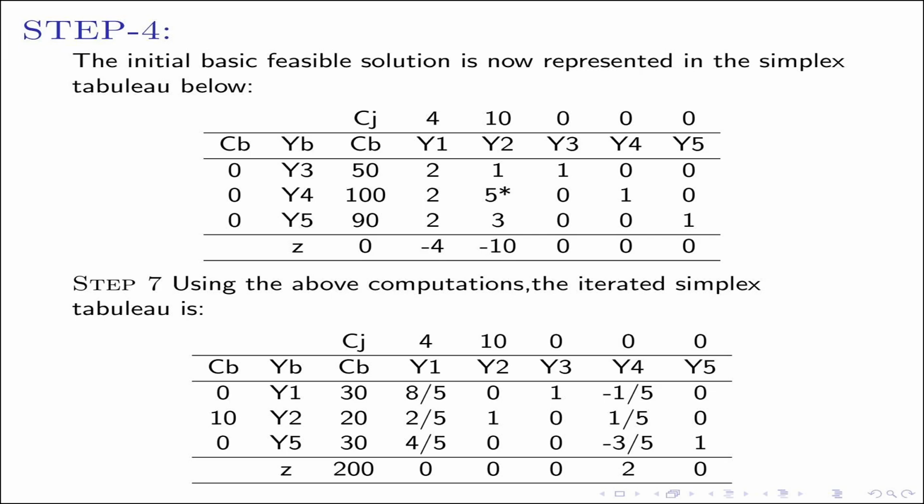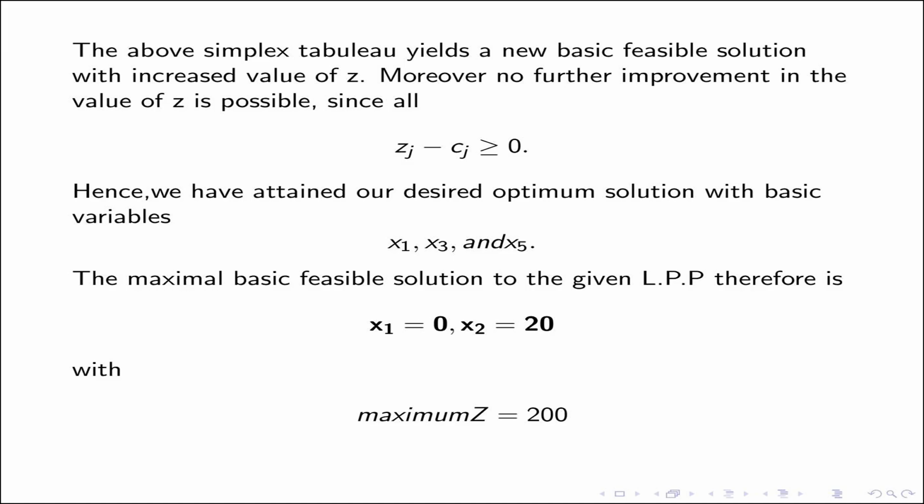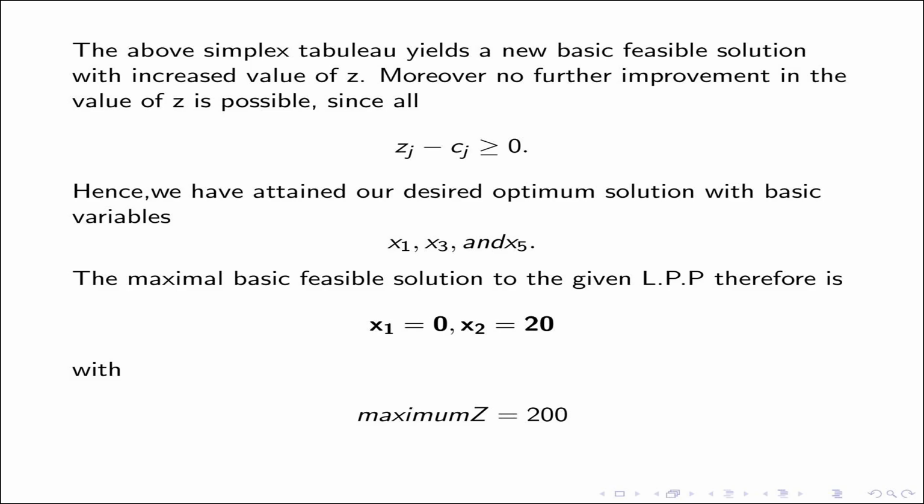So the next step, we see here all zj minus cj greater than or equal to 0, so our optimum solution has been obtained. Therefore, the given solution is maximum z equal to 200 and x1 equal to 0, x2 equal to 20. Thank you.